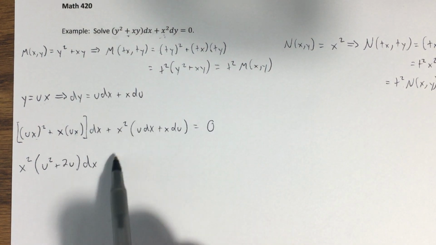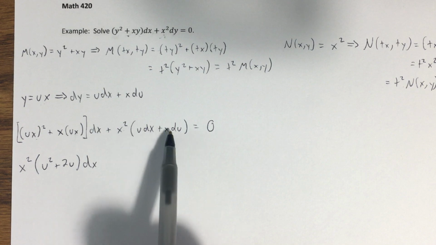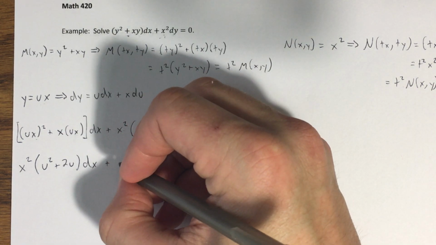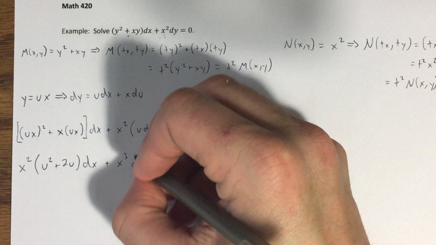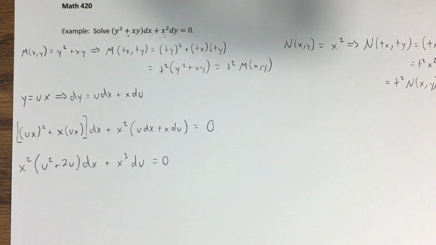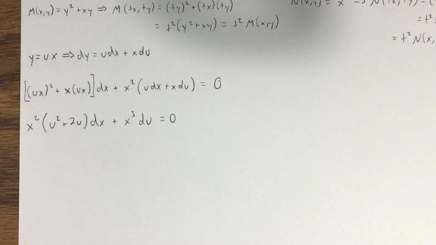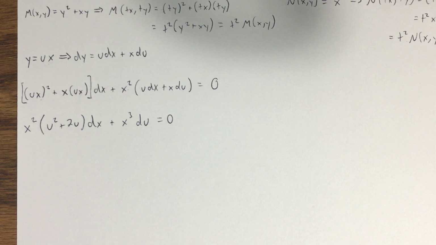Also, when I distribute this x squared in, I'm going to get an x cubed du, and that's going to be the only term with a du in it. X cubed du. Set that equal to 0. Now we want to think separation of variables. This is now a separable equation, and that was the whole idea in the first place.